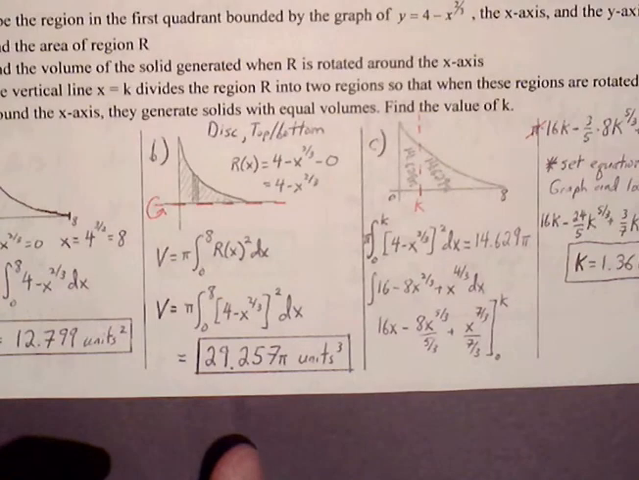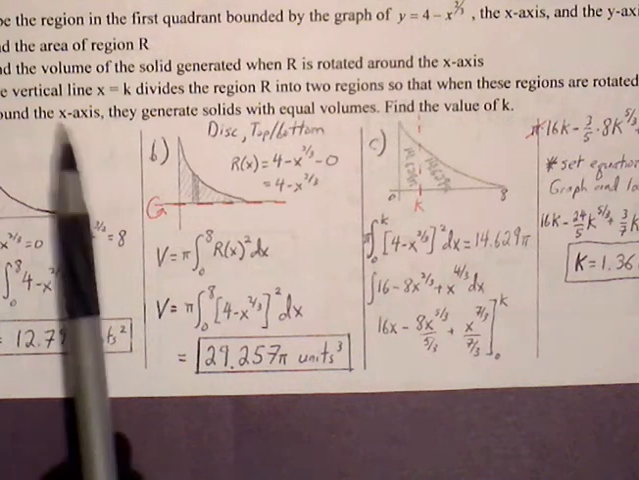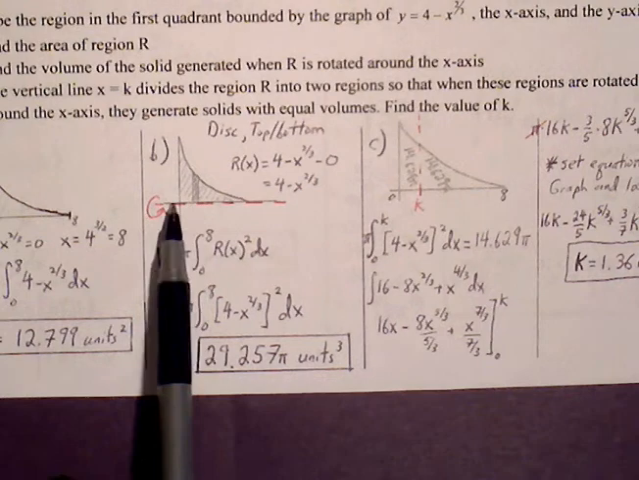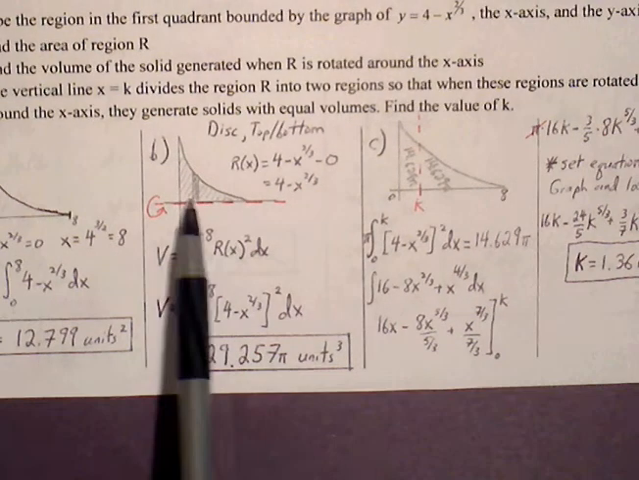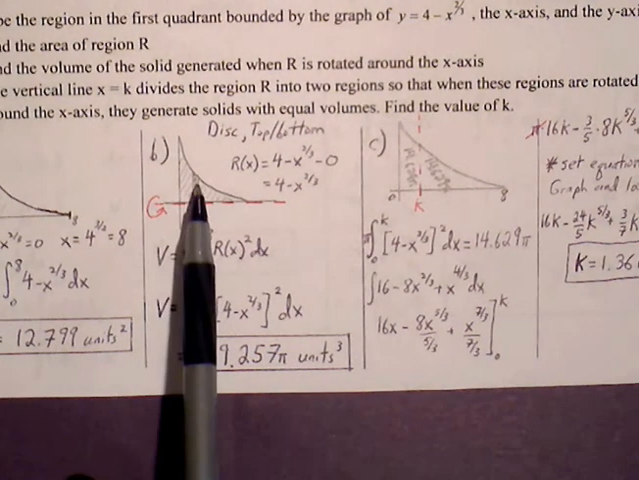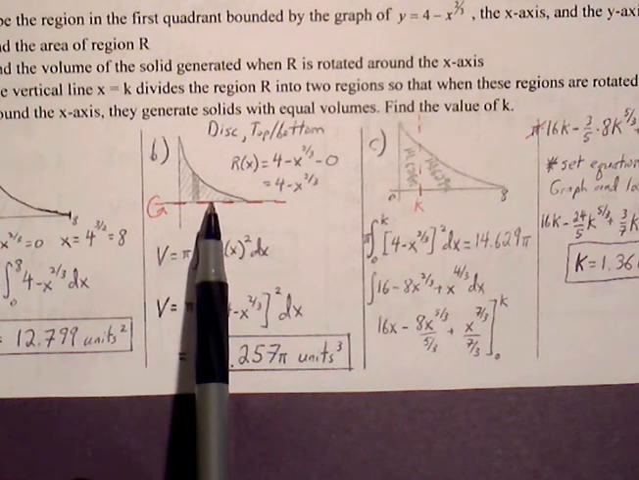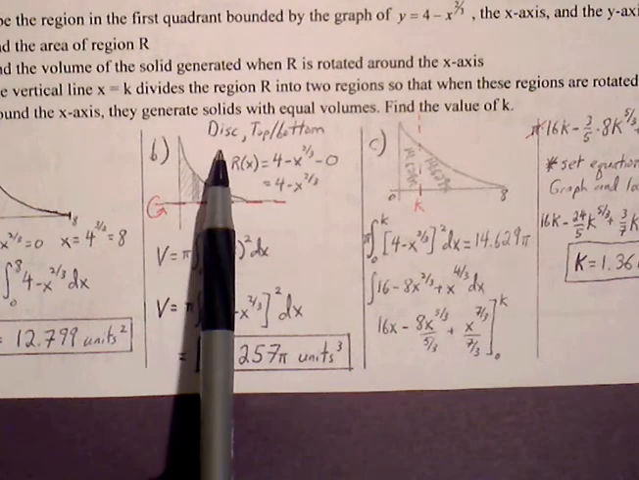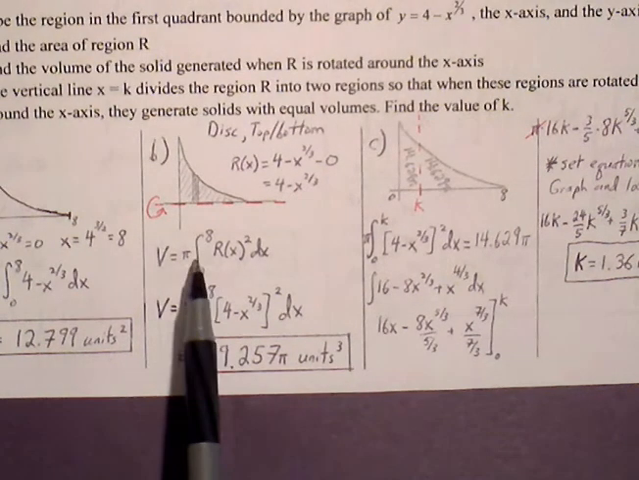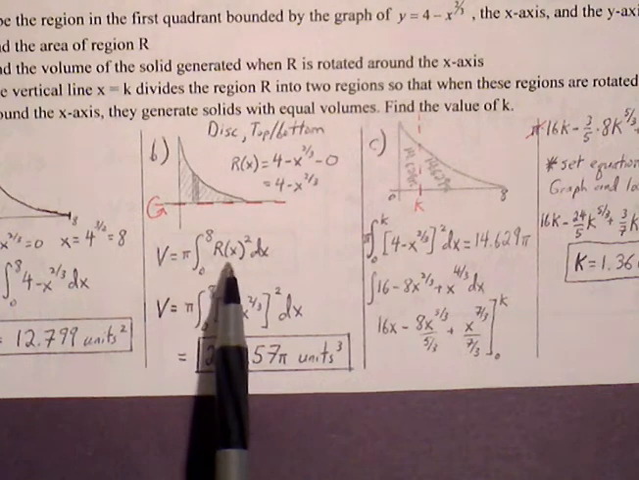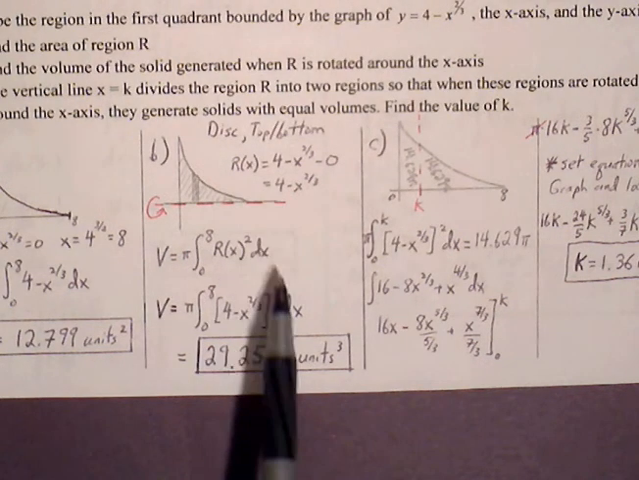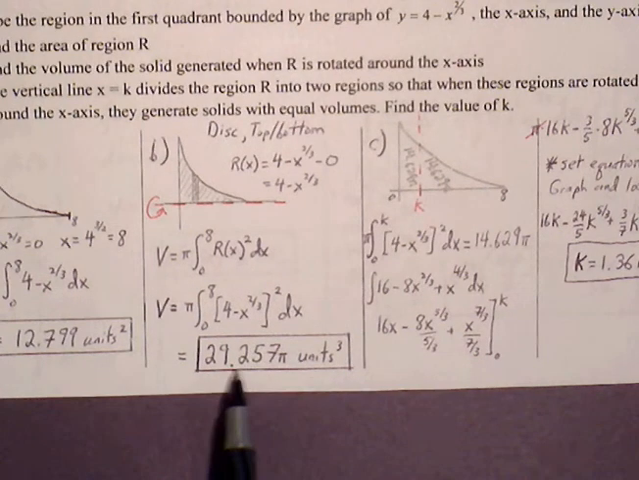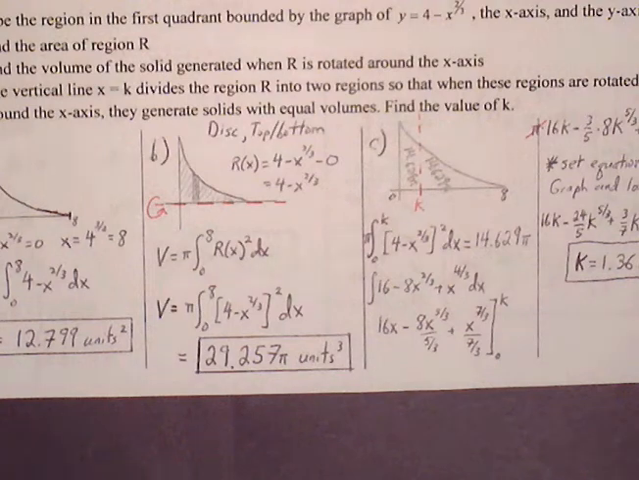Okay, part B. Find the volume of the solid generated when R is rotated about the x-axis. So here is our axis of revolution. We see that there is no gap between the shaded region and our axis, so we can just use this method, top curve minus bottom curve, and the formula for this method is pi big R squared, and we know big R is simply 4 minus x to the 2/3. So we plug in our formula into the calculator, and then we get 29.257 pi cubic units.